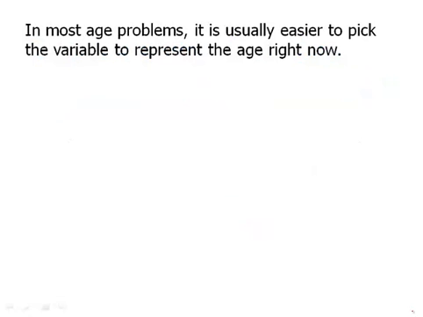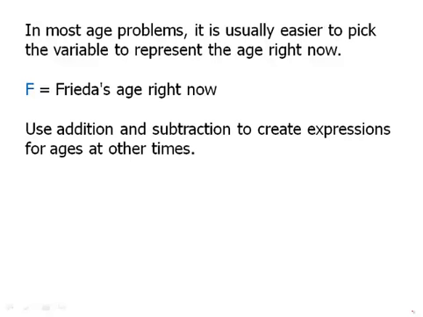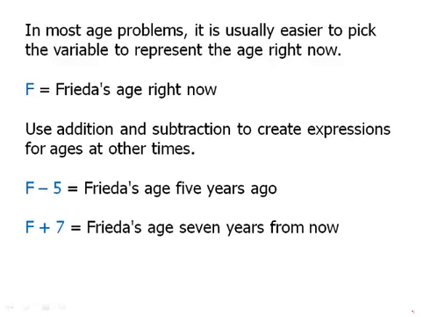So I'm going to say in most age problems, it usually makes sense to pick the variables to represent the age right now. Pick the age in the present moment. That usually is the best strategy. So for example, it's not that F is going to equal Frida's age. F is going to equal Frida's age right now. And then we use addition or subtraction to create expressions for ages at other times. So for example, F minus 5 would be Frida's age 5 years ago. F plus 7 would be Frida's age 7 years from now. We can create other ages based on the age now.